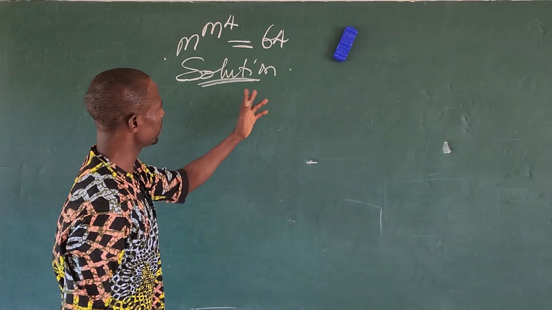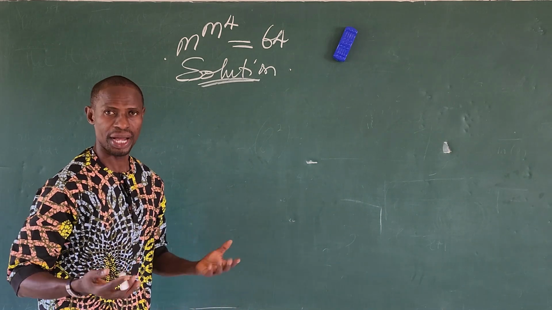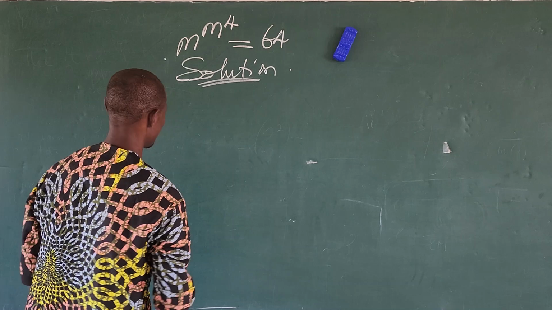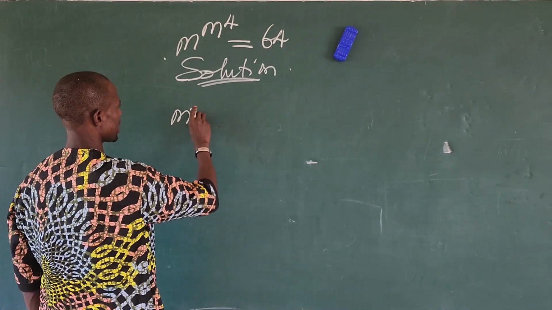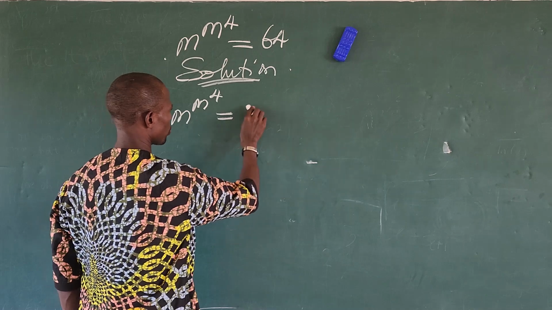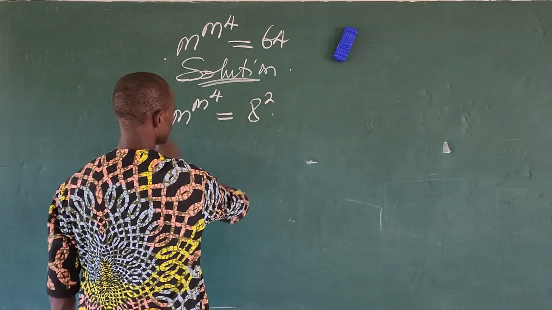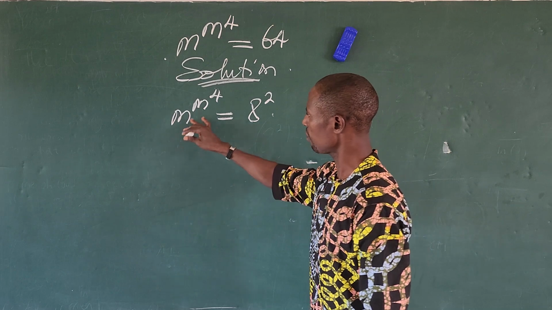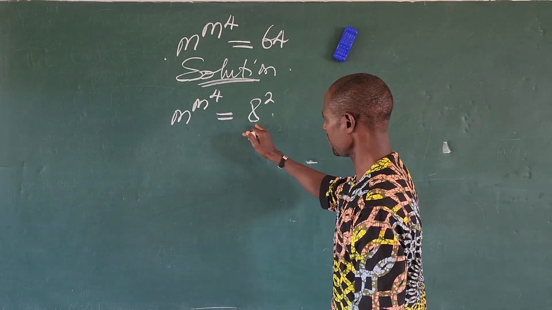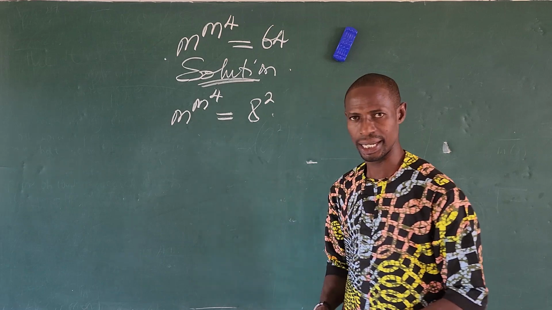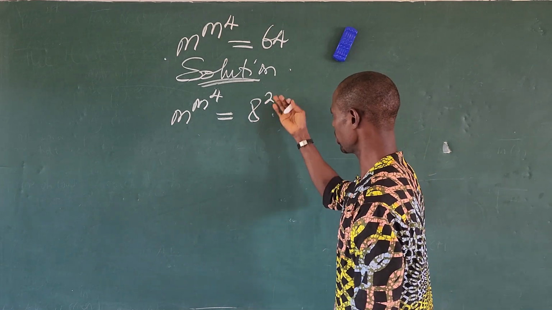Now if you look at the right hand side of the equation, 64 is a perfect square. That is 8 to the power of 2. So we can now rewrite this as m to the power of m, to the power of 4, is equal to 8 to the power of 2. Simple. Now we have m to the power of m here, and 8 to the power of 2 here, so we want to strike a deal. In other words, we want to raise 8 to itself.